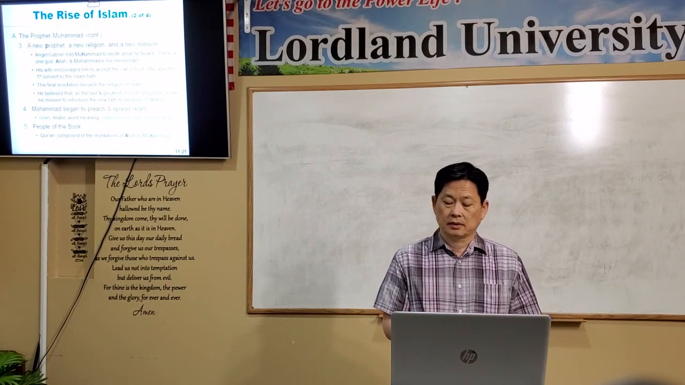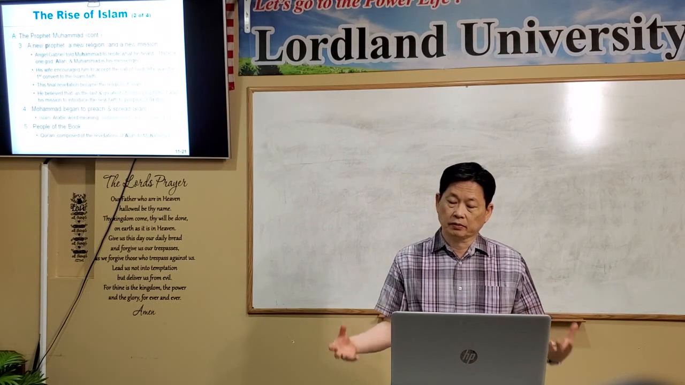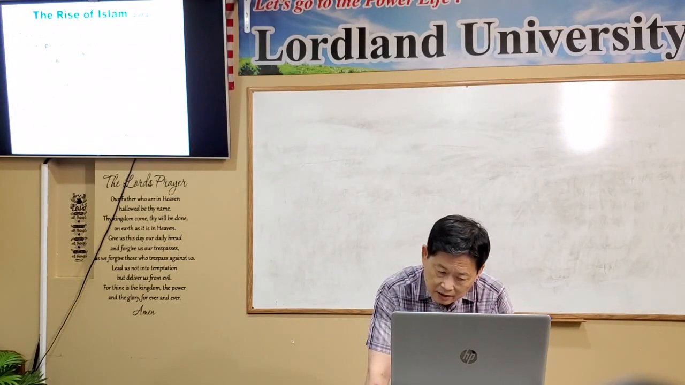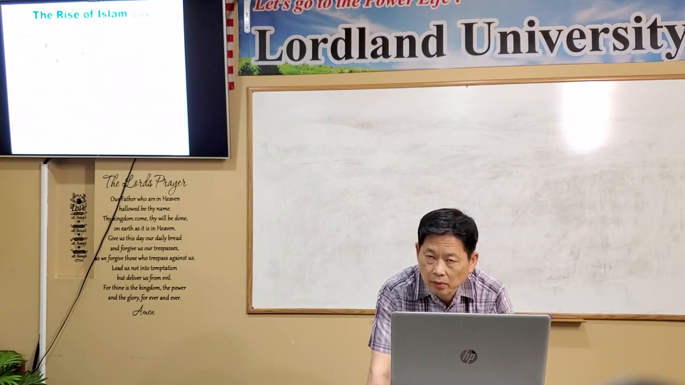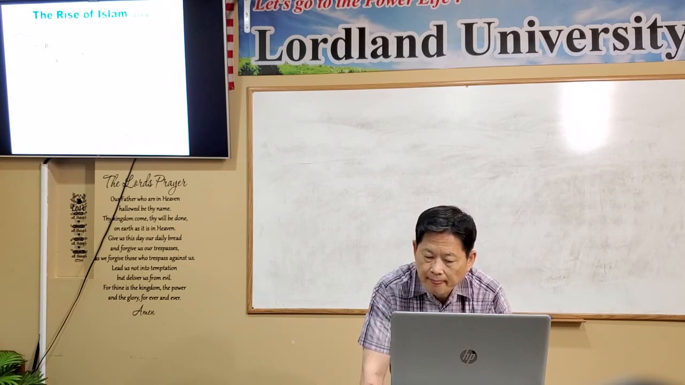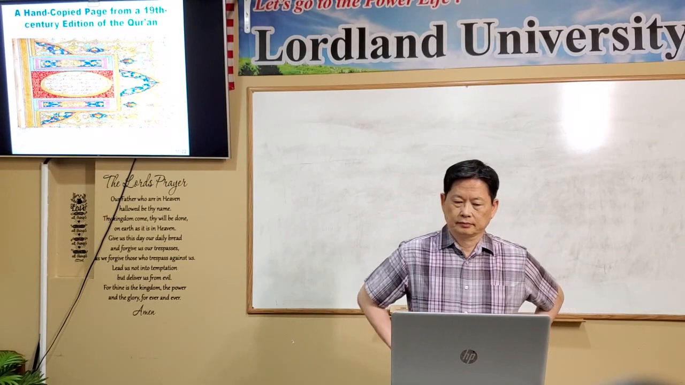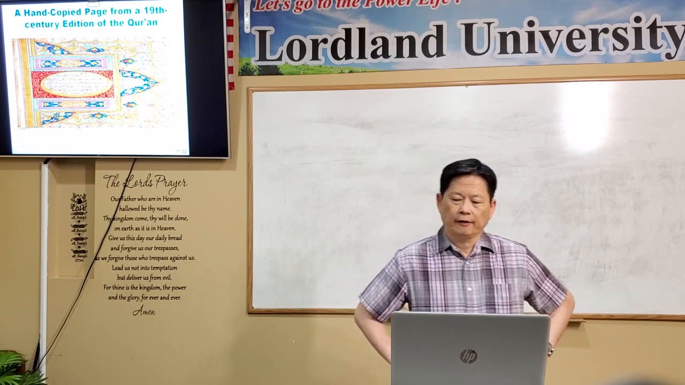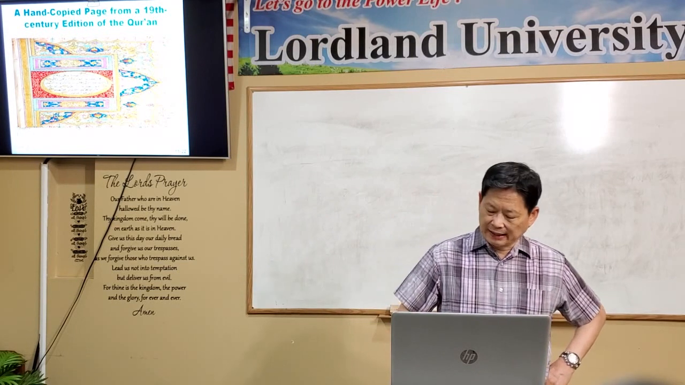The Quran is composed of the revelations of Allah to Muhammad. The Quran is called the book of the people. Okay. This slide shows a hand-copied page from a 19th century edition of the Quran.